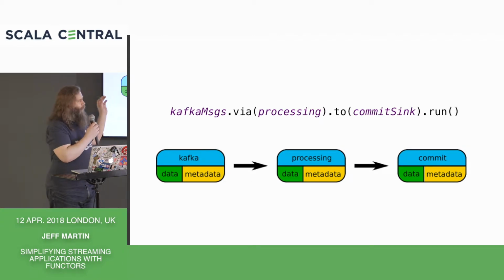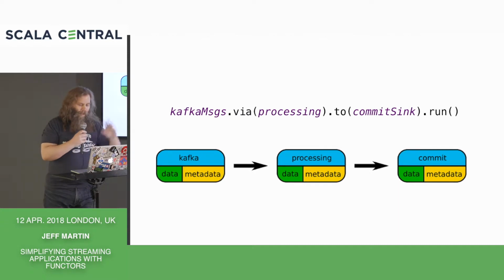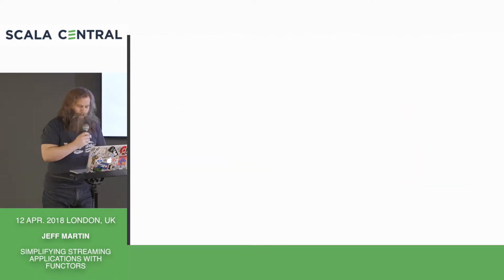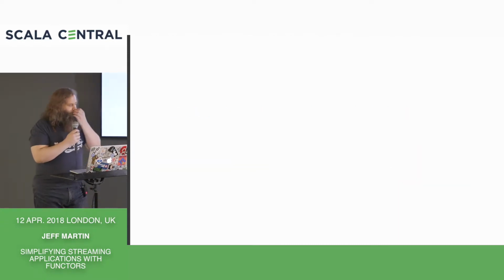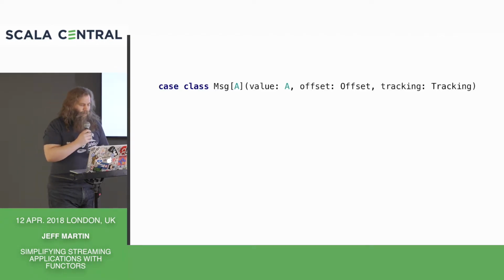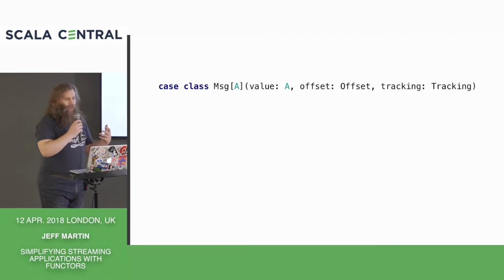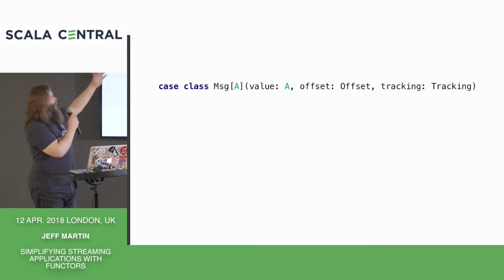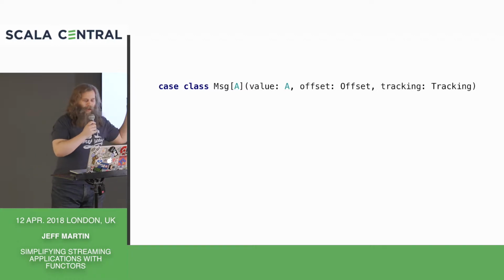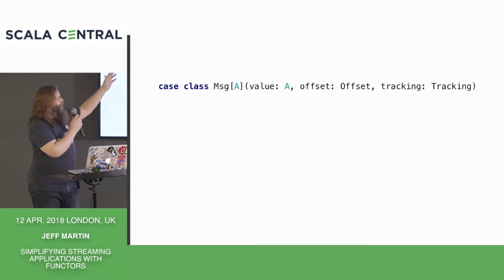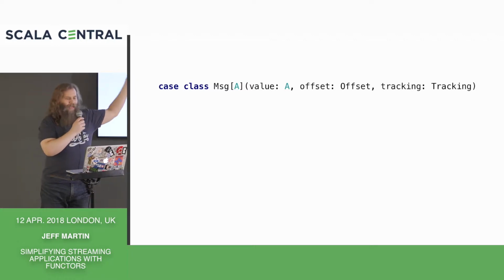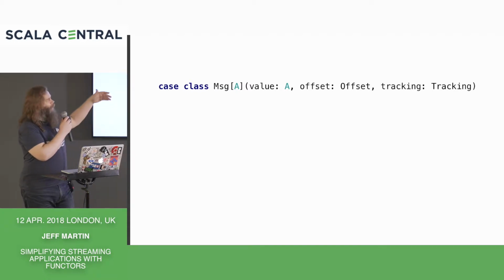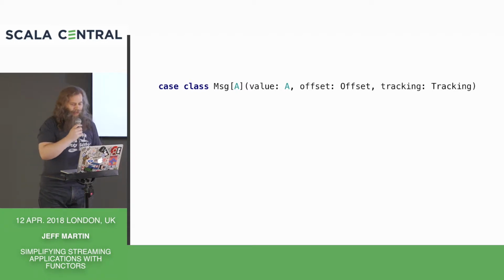And then finally, we go to the commit stage where it gets stuck into the database and various other things happen. So if we want to model that, one way would be to use a message object. This is acting as a wrapper around our data. We have the data on the left-hand side, the value there of some type. And then we have, in this example, an offset, which is a Kafka offset maybe, and tracking information. We may have other things there.